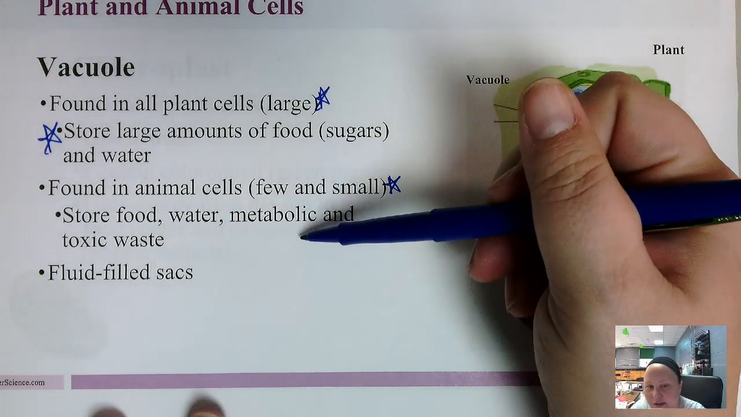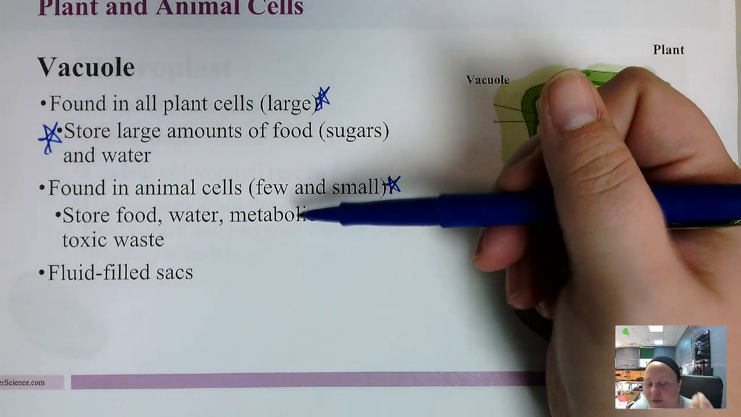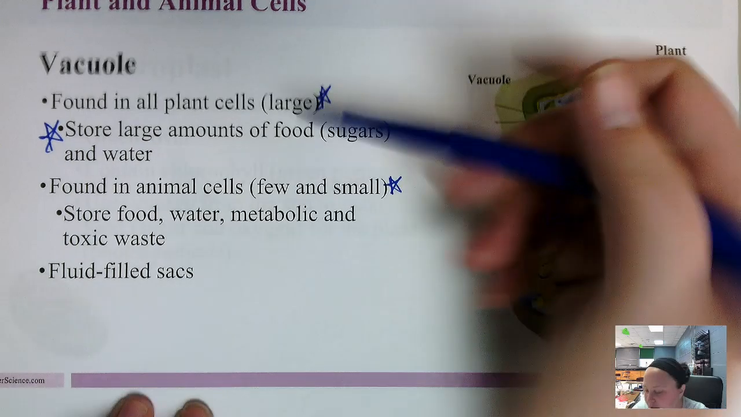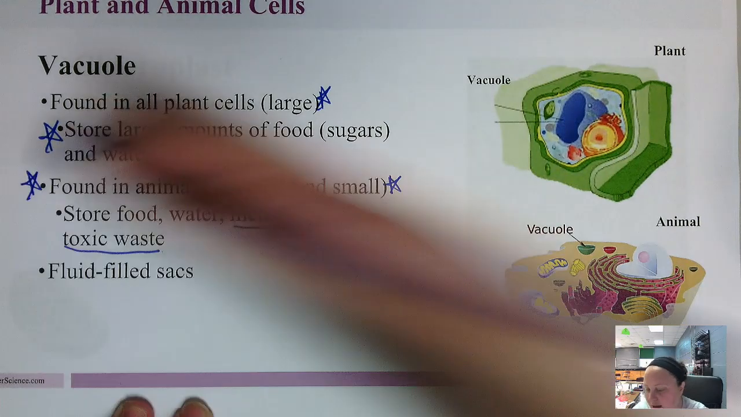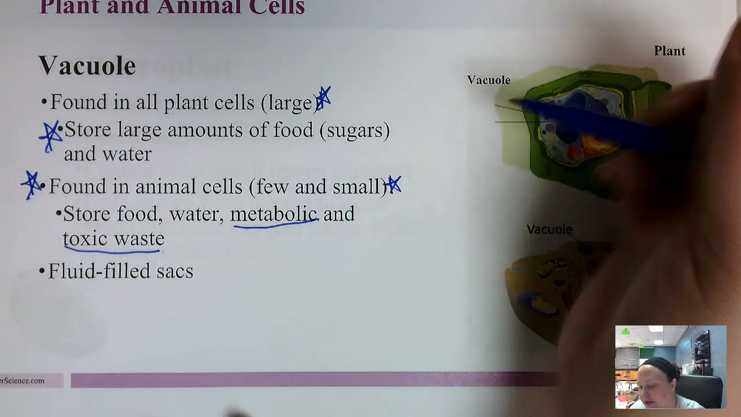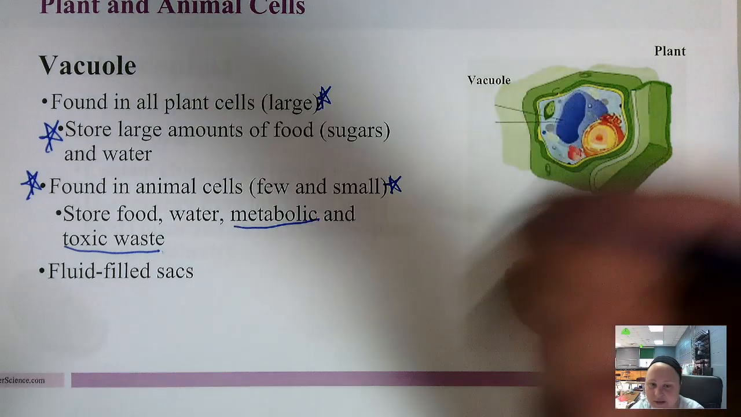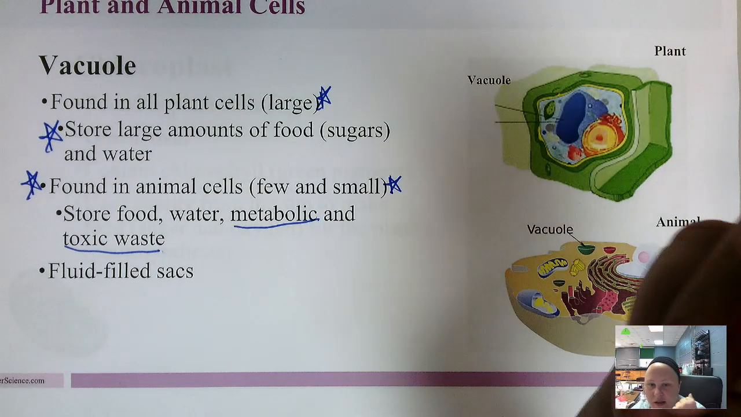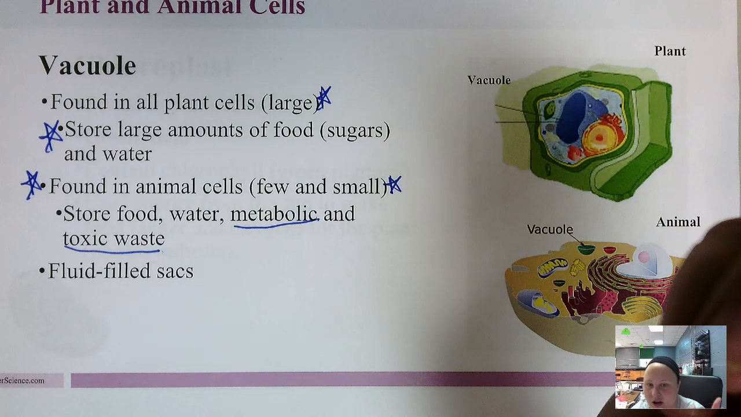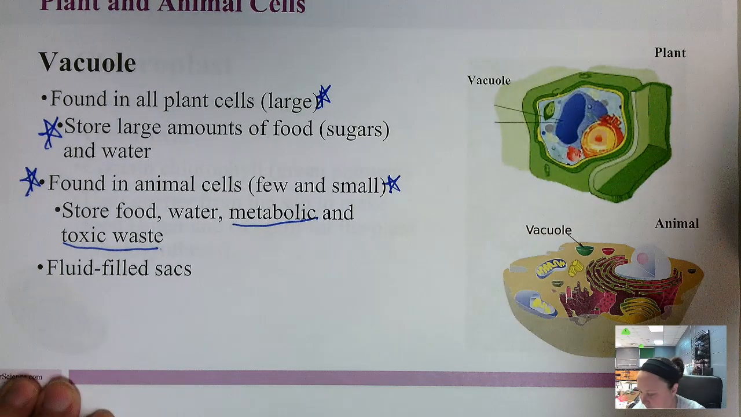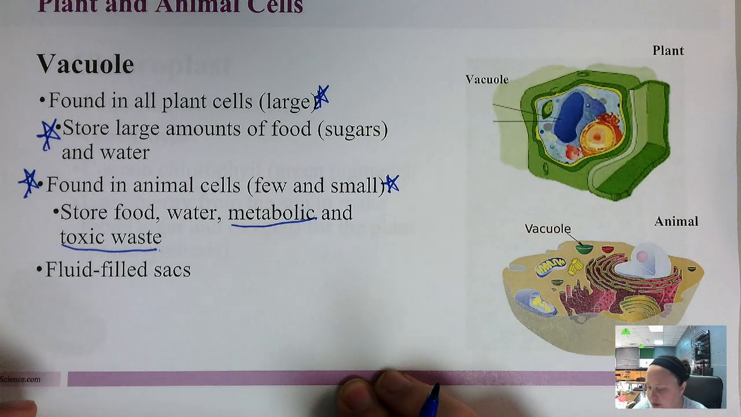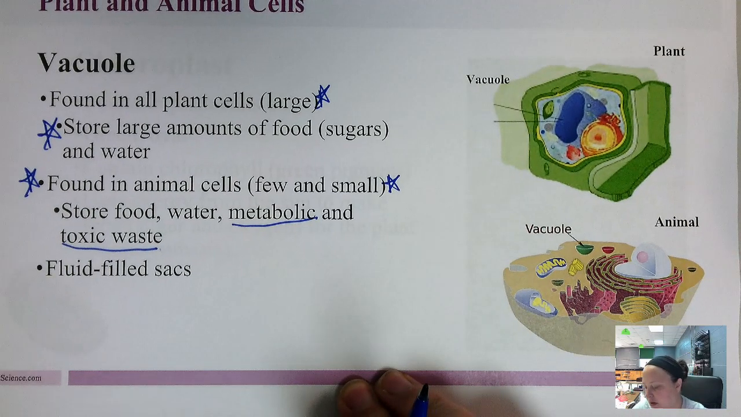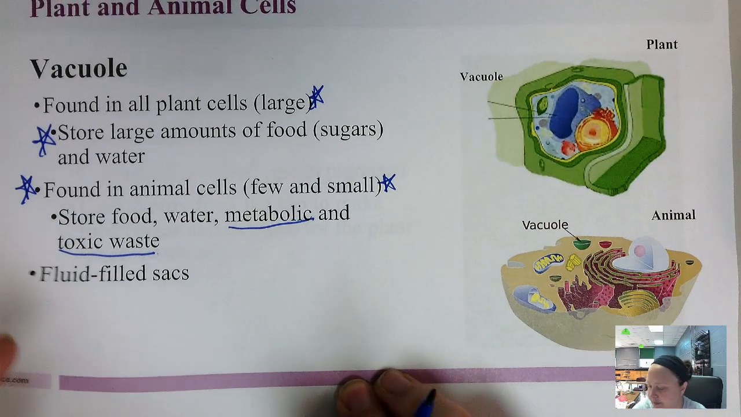So when it's found in the animal cells, it stores food and water for the cell, but it also metabolizes and gets rid of toxic waste that it keeps. So they're like fluid-filled little sacks that hold that water and that food for these cells and also get rid of the waste. A lot of people think of these as kind of like a storage room or a water tank.